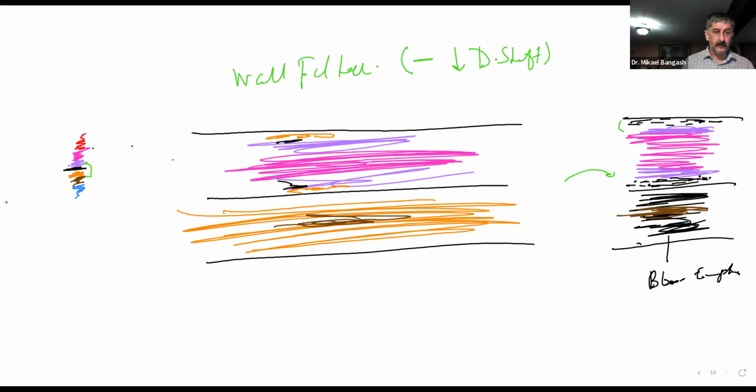So what was it that it just did? It only eliminates or filters out the low Doppler shifts.